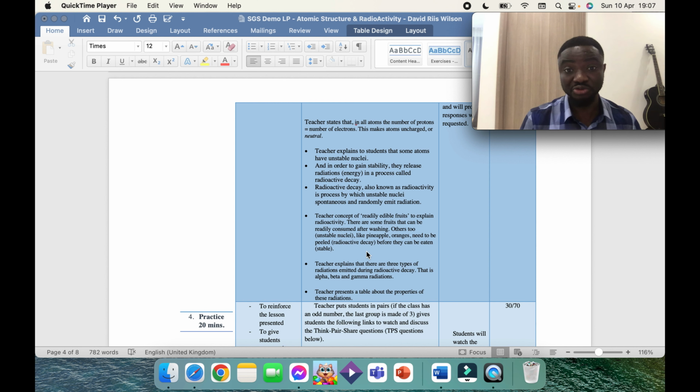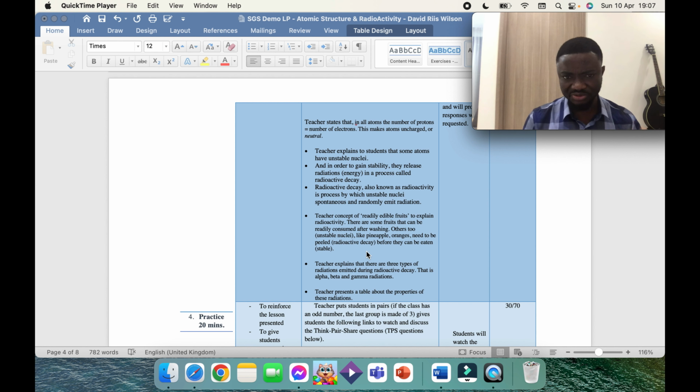The process through which this nuclei becomes stable is what we call radioactivity or radioactive decay, and it can be defined as the process by which unstable nuclei spontaneously and randomly emit radiation in order to be stable or until they reach the stage of stability.